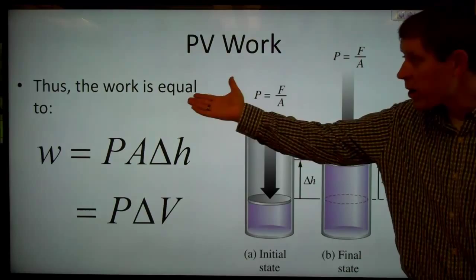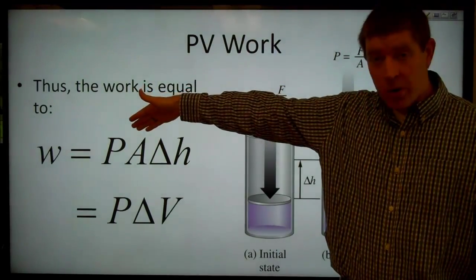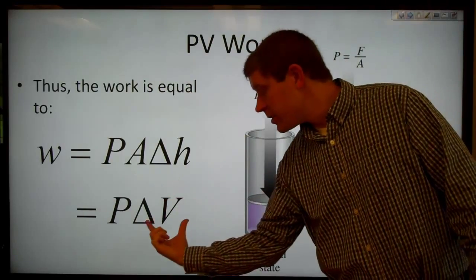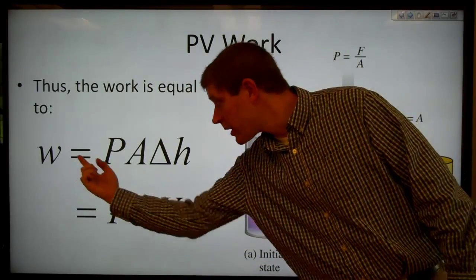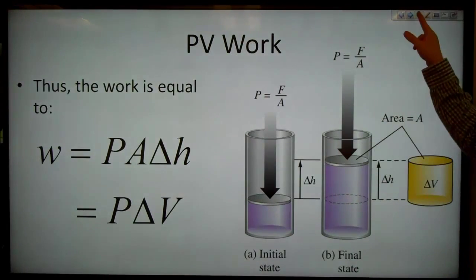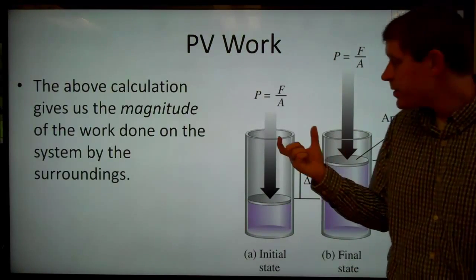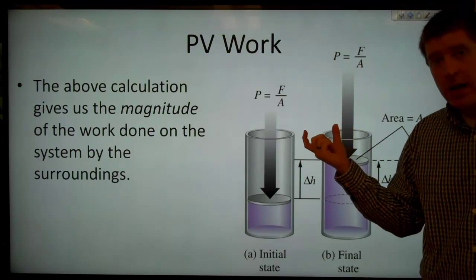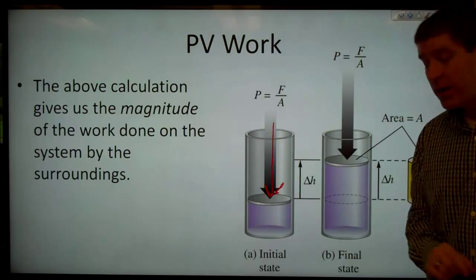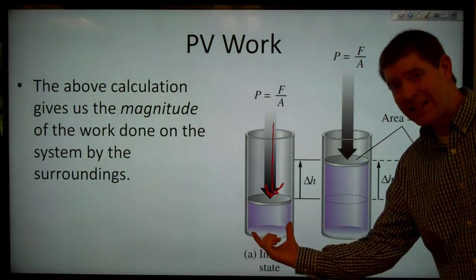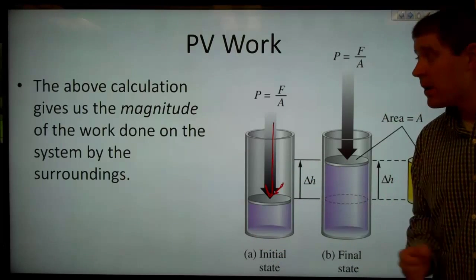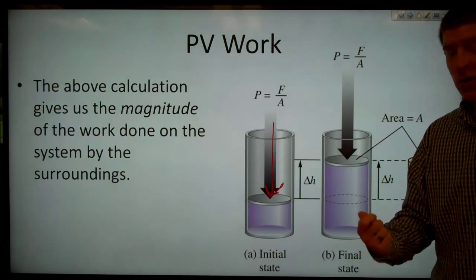So this means that now our work is equal to, remember, P A delta H. Well, A delta H is delta V. So work is equal to pressure times the change in volume. Now note that that pressure is the pressure being exerted on the piston from the outside. That's this force being exerted downwards. It's not the pressure of the gas inside the piston. That pressure doesn't matter here, because it's the force being opposed that determines the work.